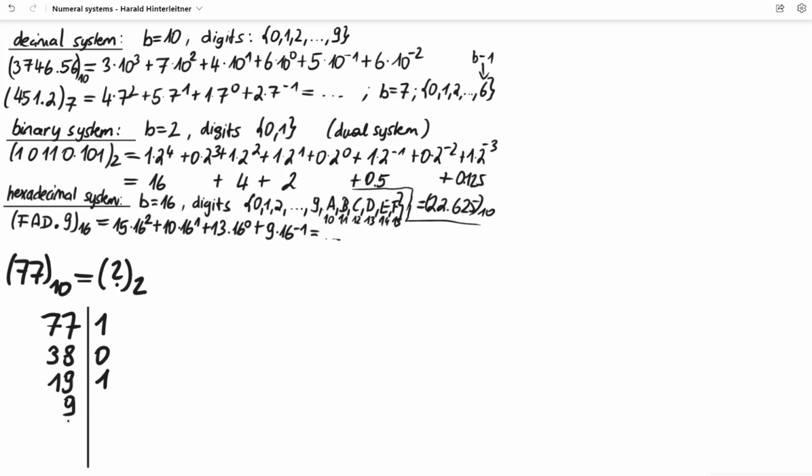9 divided by 2 is 4, remainder 1. 4 divided by 2 is 2, remainder 0. 2 divided by 2 is 1, remainder 0. And the last one, 1 divided by 2, it's not possible, so the remainder is 1. What you do now is you read the number from the bottom up. And that is the number in the binary system. So 1, 0, 0, 1, 1, 0, 1.